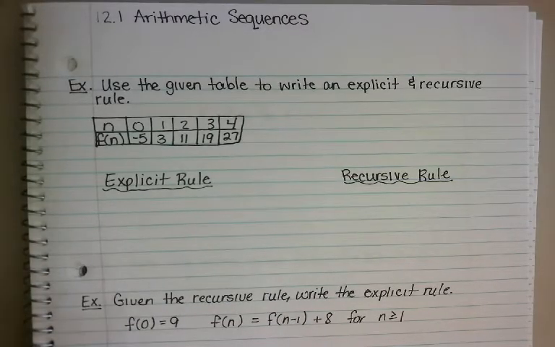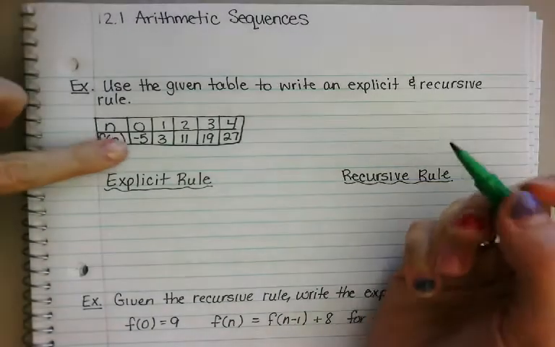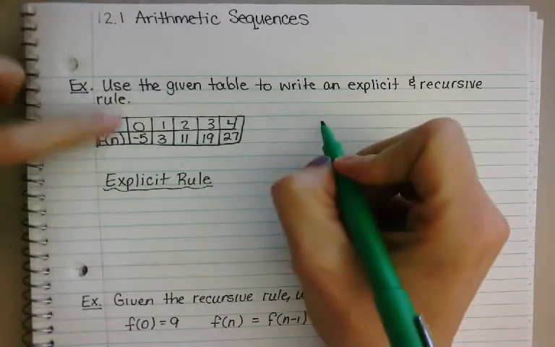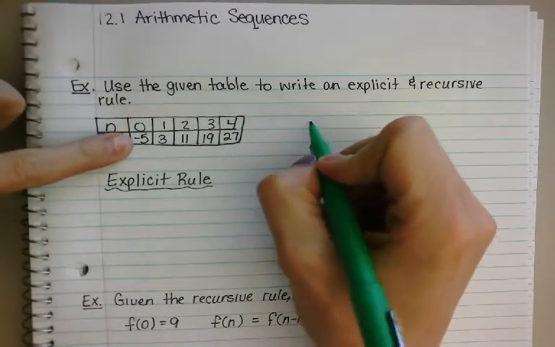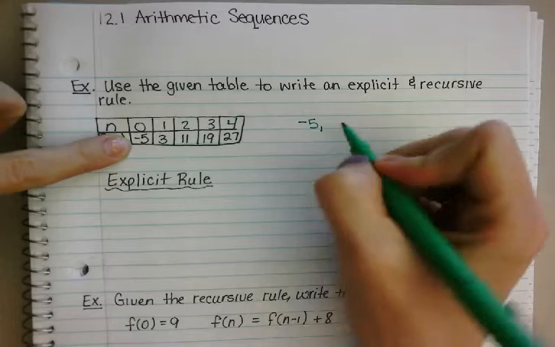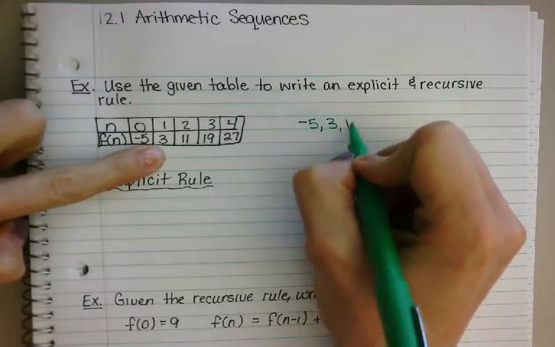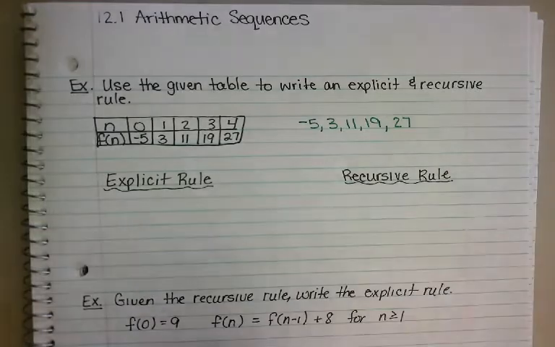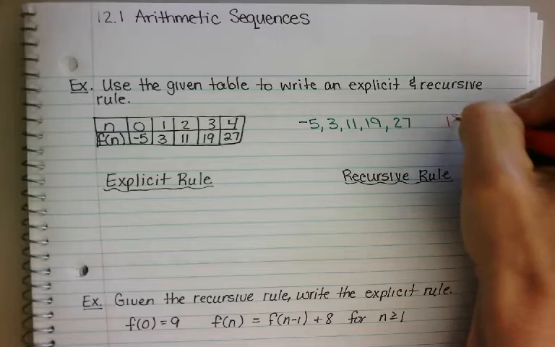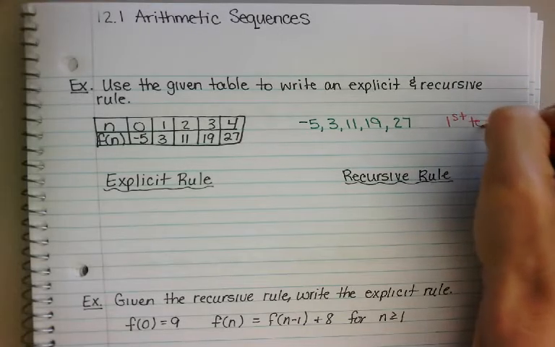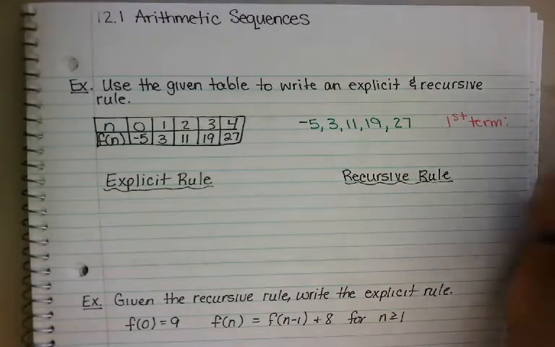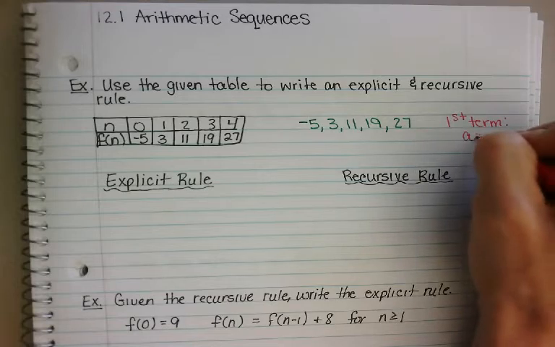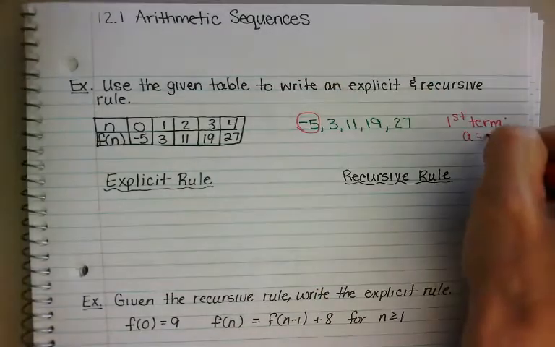So first off, maybe you write the sequence instead of having it in table format. So starting off, we have a -5. Then our next term is going to be a 3, an 11, a 19, and then a 27. So two important things that you want to identify is what the a is, or what the first term is. So figure out what your first term is. Our first term is -5.